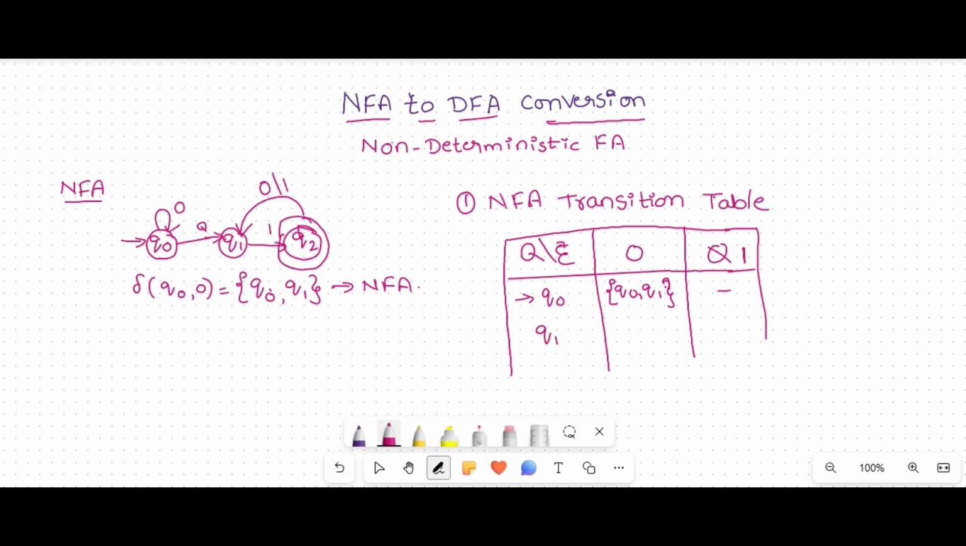Next, consider the state Q1. Q1 with a 0, there is no transition. Q1 with 1, it is going to the state Q2. Next state is Q2. Q2 with a 0, it is going to the state Q1. See the transition diagram. Now again Q2 with 1 also it is going to Q1 state. So this is the transition table for the given NFA.